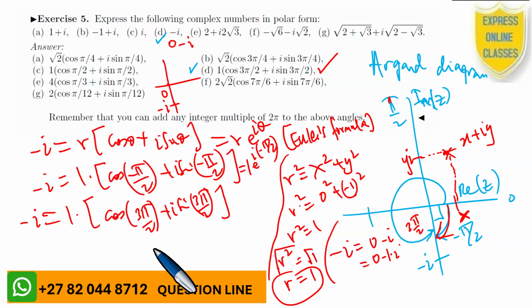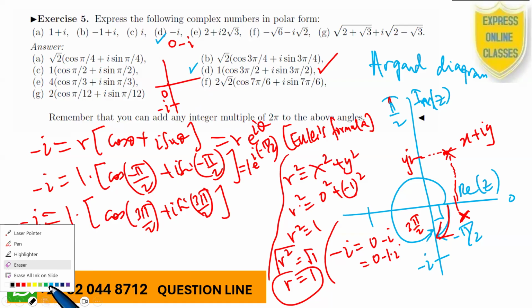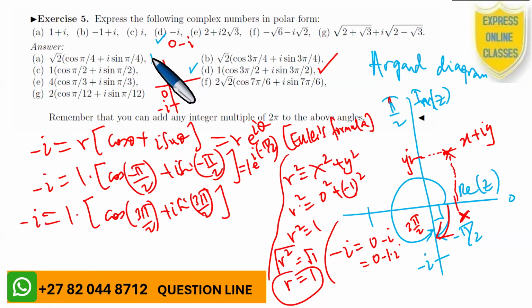Any question about this? So if the i is this one, the minus i is this one. The vertical axis is called the imaginary axis. This is called the real axis. So this angle is pi over 2 radians, negative. And this one is 3 pi over 2 radians.